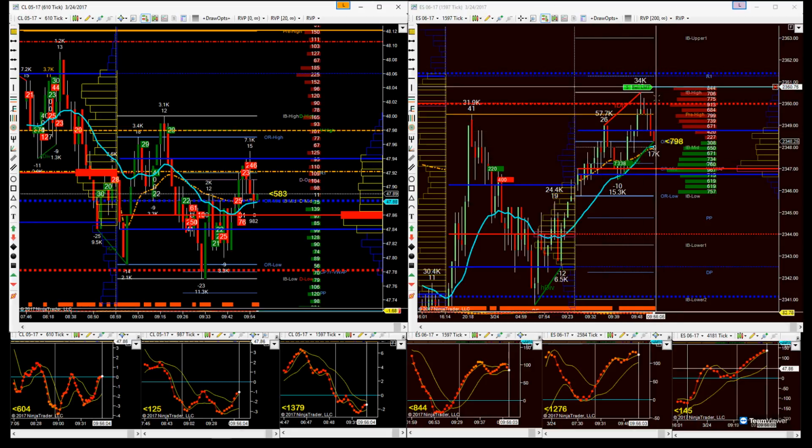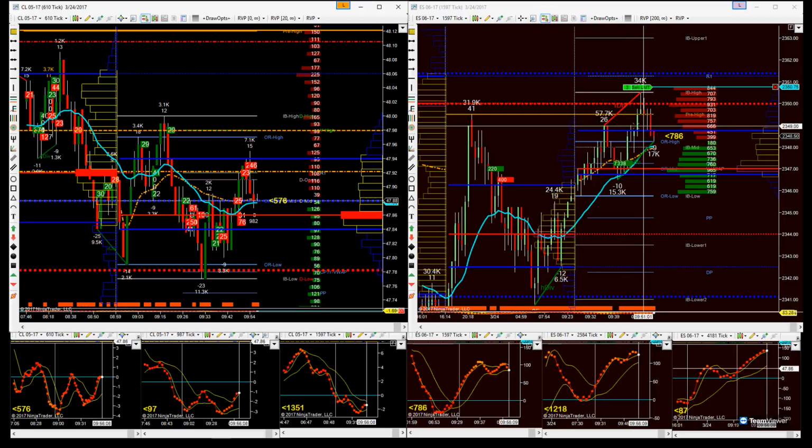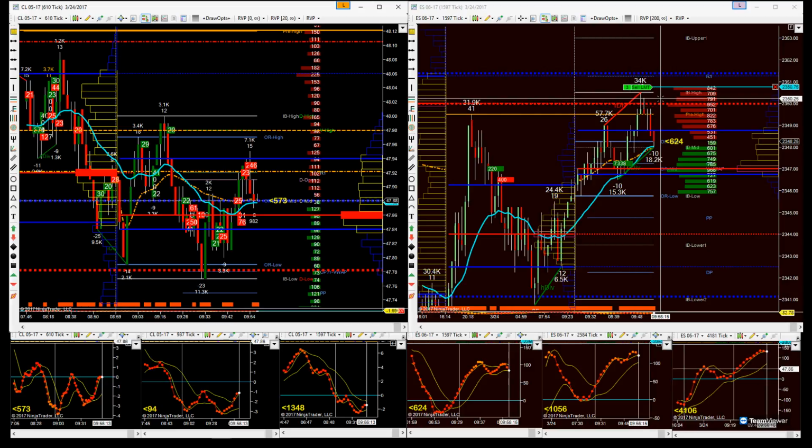This was poorly executed on my part. The initial tight stop was absolutely fine. Not getting into this trade, even if it meant chasing it down a couple ticks, not being in this trade was poorly done here.